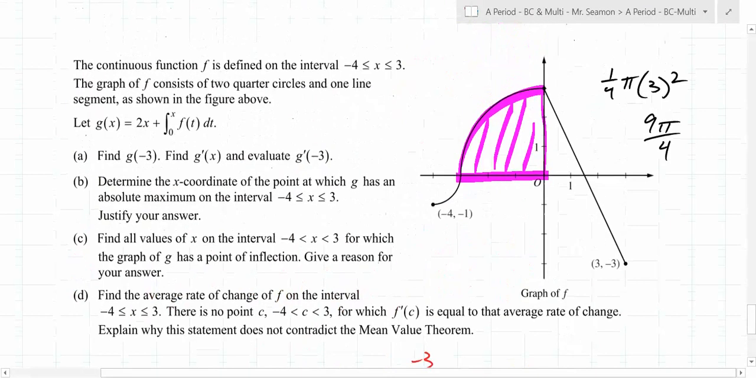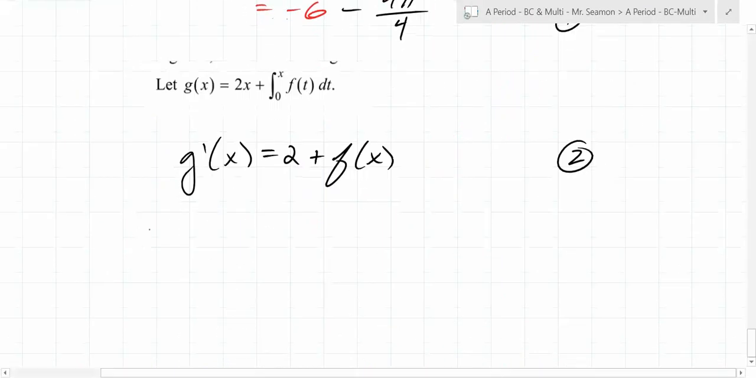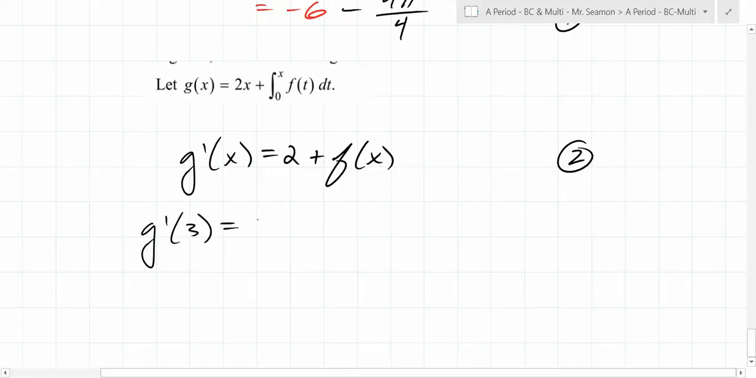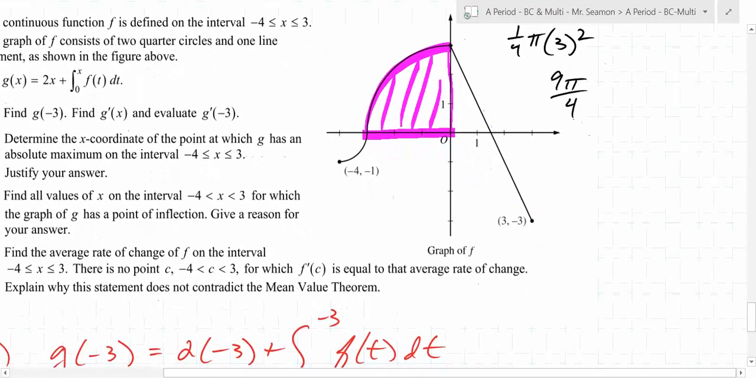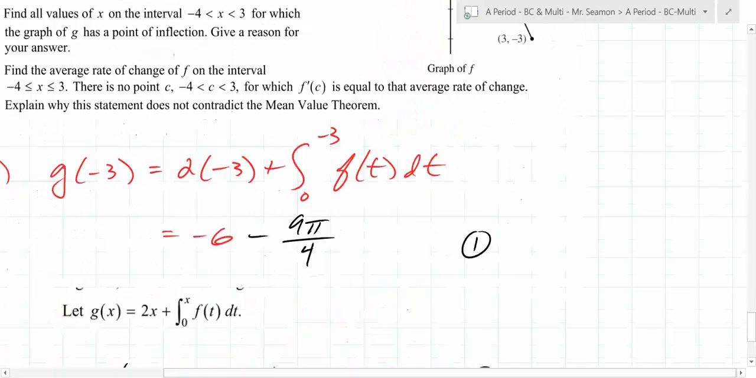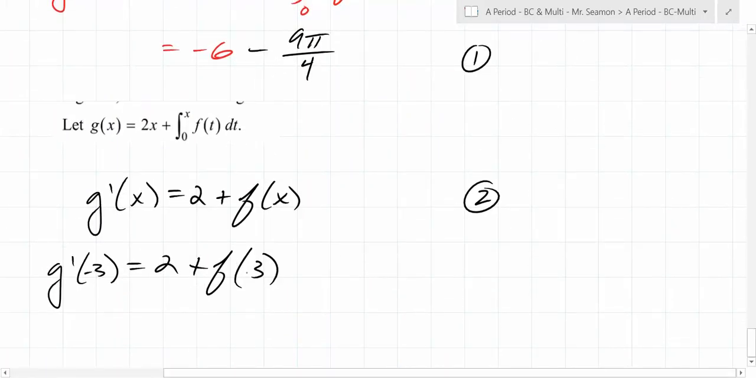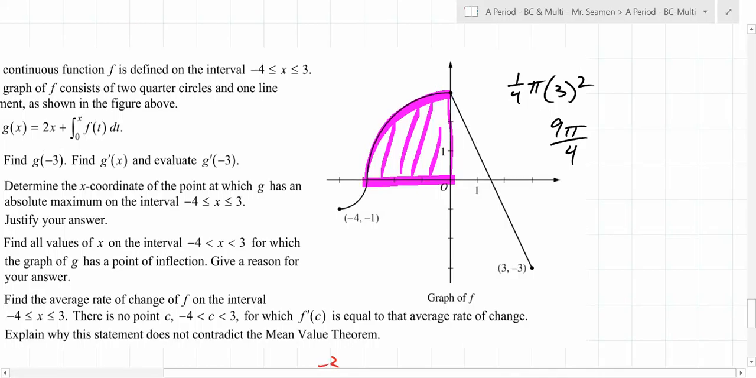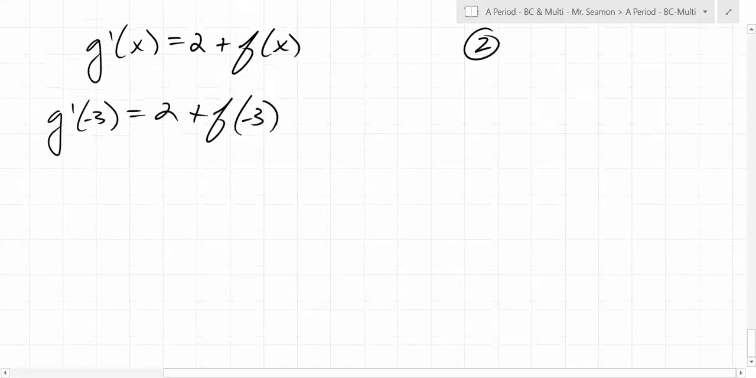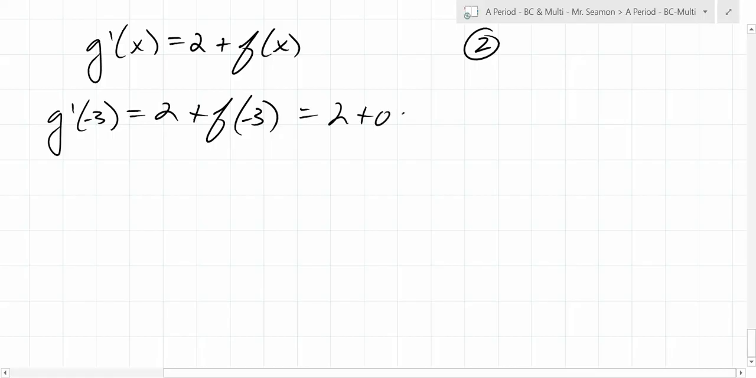And then what's the third thing asking for? G prime of 3 is going to be 2 plus f of what? Oh, it's negative 3. How do we do that? Do we just go up here? What is g of negative 3? 0. So we think this is going to be 2 plus 0 equals 2. And that's probably a third point.